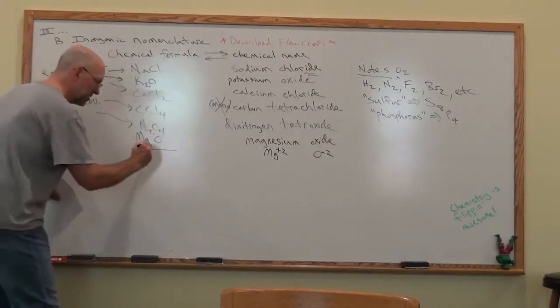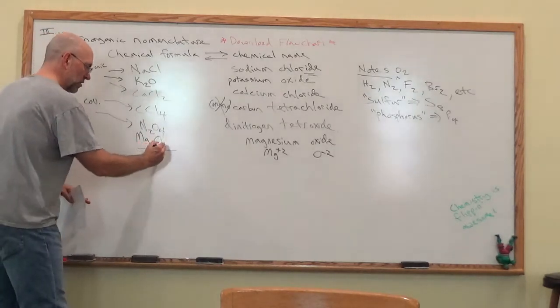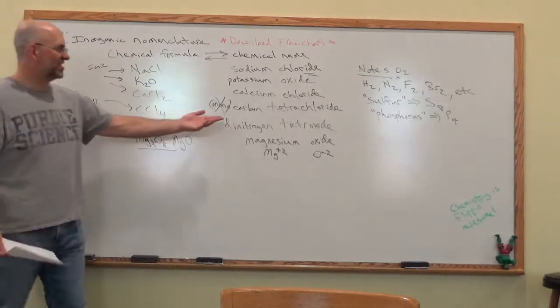It would actually not be Mg2O2. You write it in the simplest ratio. So it's just MgO. I'm actually not going to do any examples.